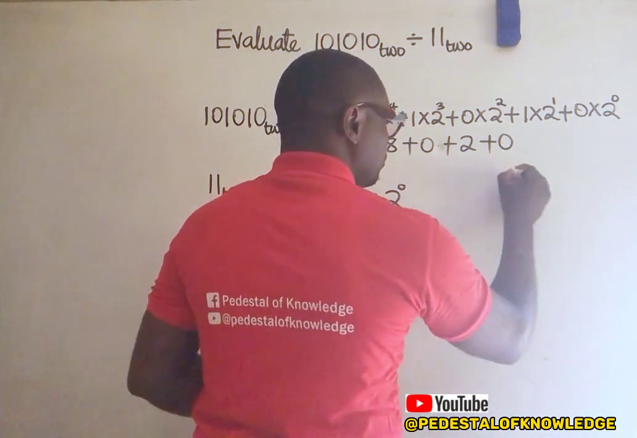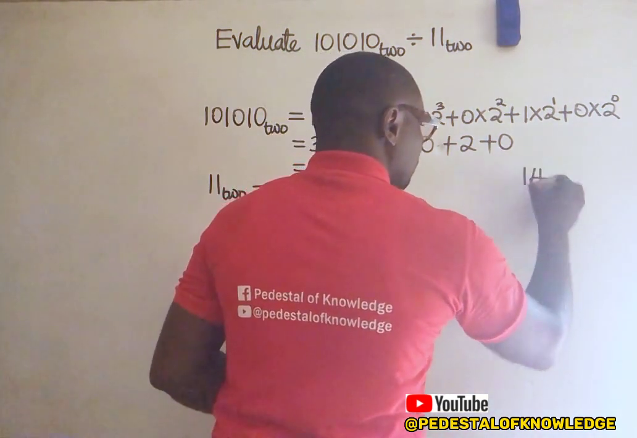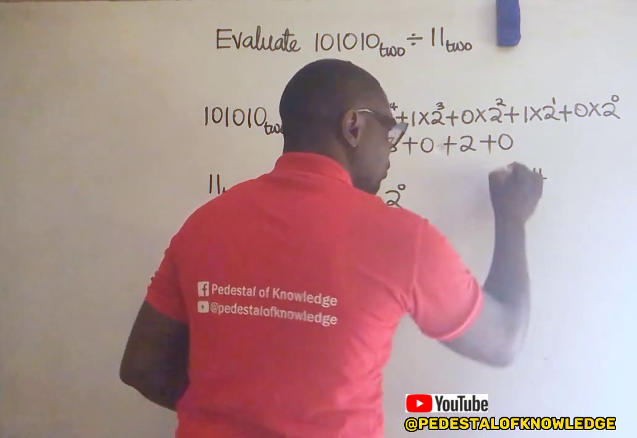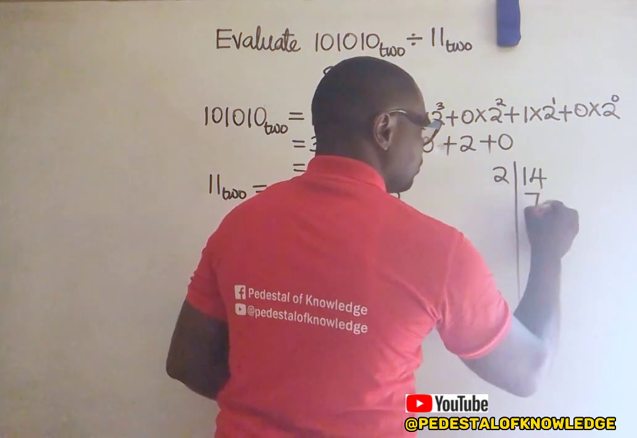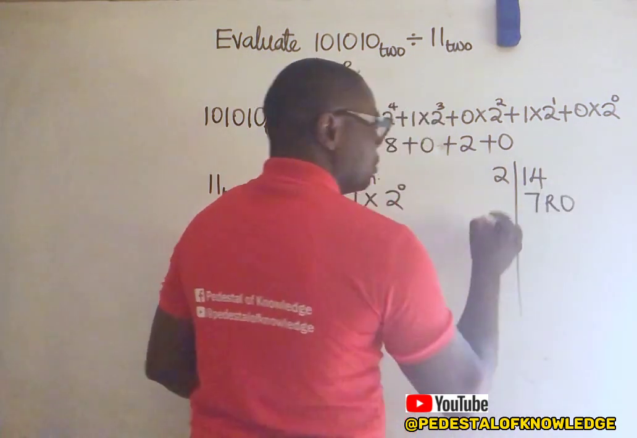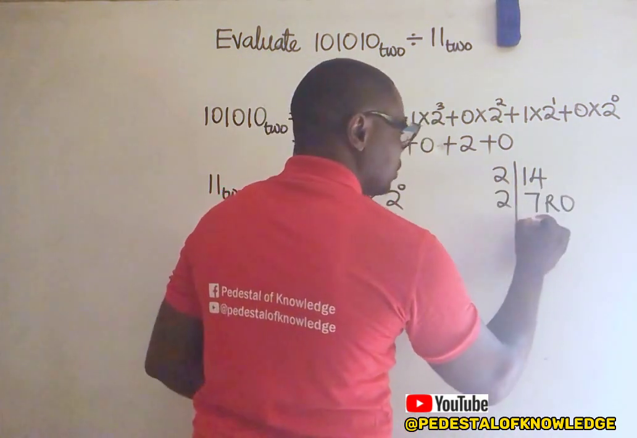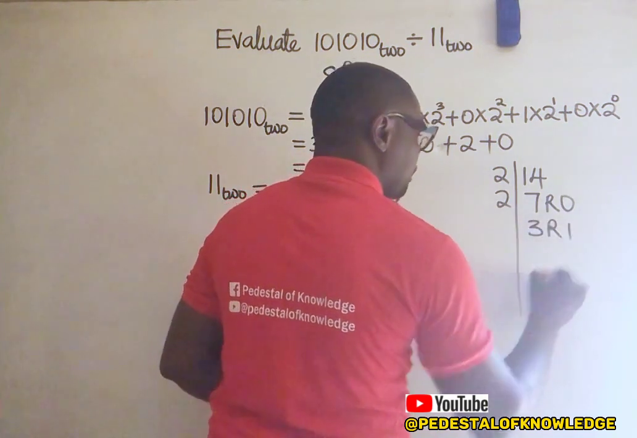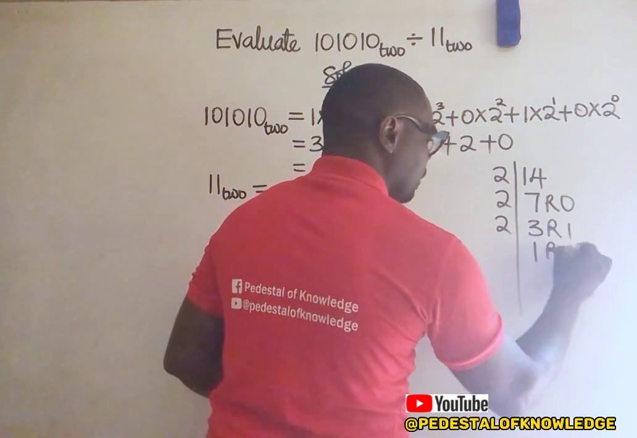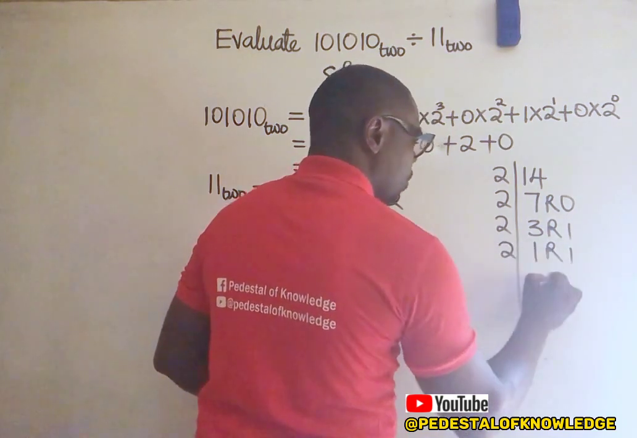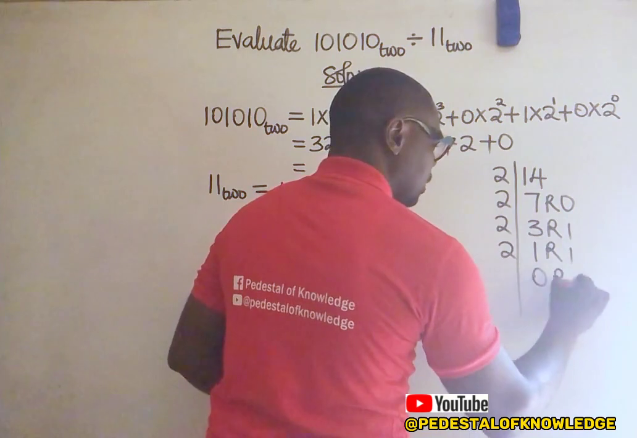So we have 14. We're dividing 14 by 2. Now, 2 into 14 will give us 7, remainder 0. 2 into 7 will give us 3, remainder 1. 2 into 3 will give us 1, remainder 1. And 2 into 1 will give us 0, remainder 1.